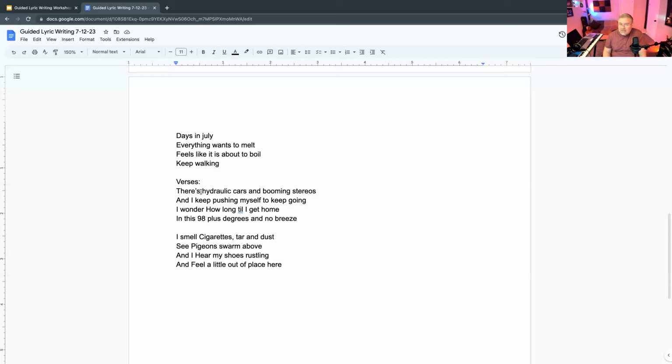So again, there's hydraulic cars and booming stereos, and I keep pushing myself to keep going. I wonder how long till I get home in this 98 plus degrees and no breeze. I smell cigarettes, tar, and dust. I see pigeons swarm above, and I hear my shoes rustling, and I feel a little out of place here. I might drop the "here," and I feel a little out of place. That sounds like a verse to me, right? It sets the scene. It tells you who's there.